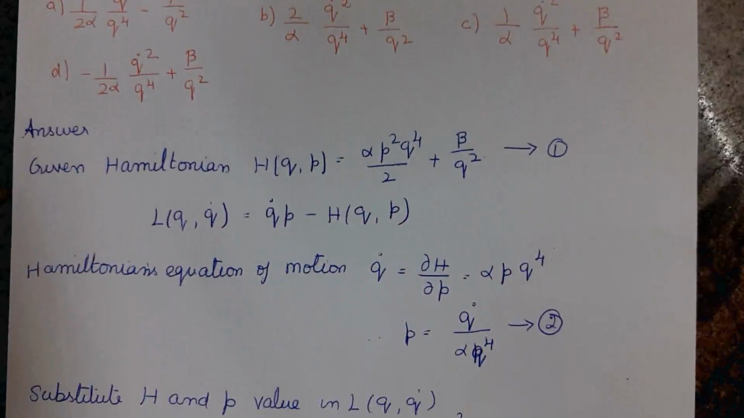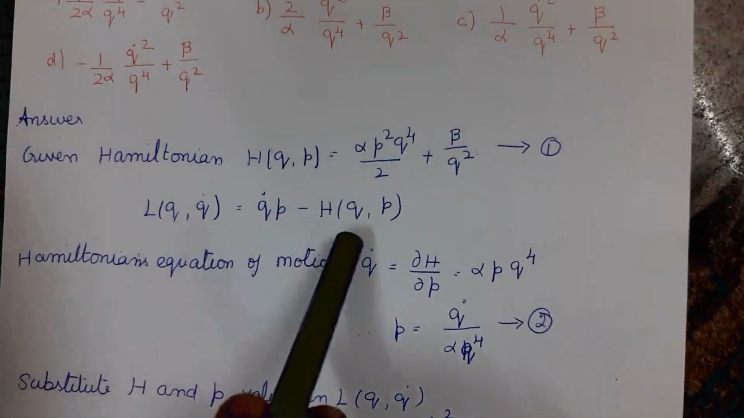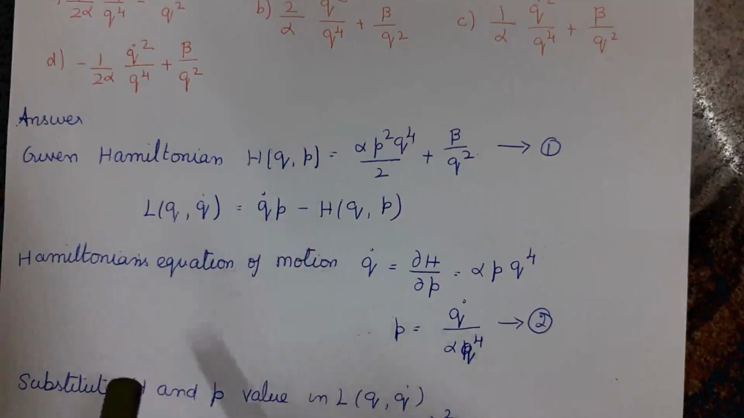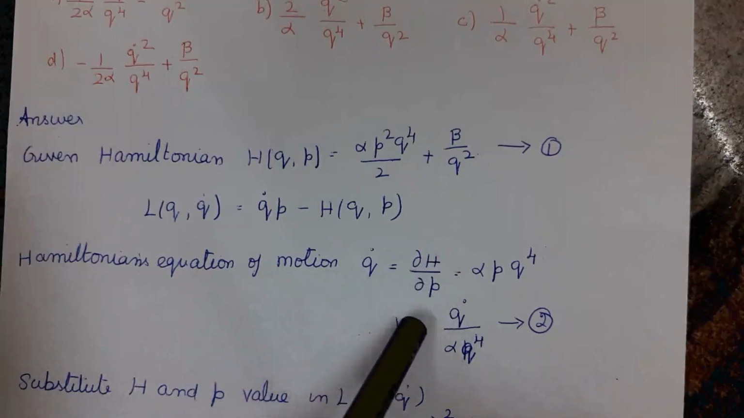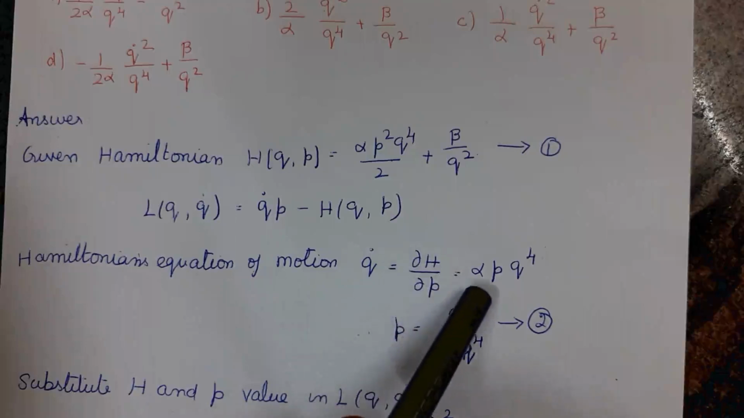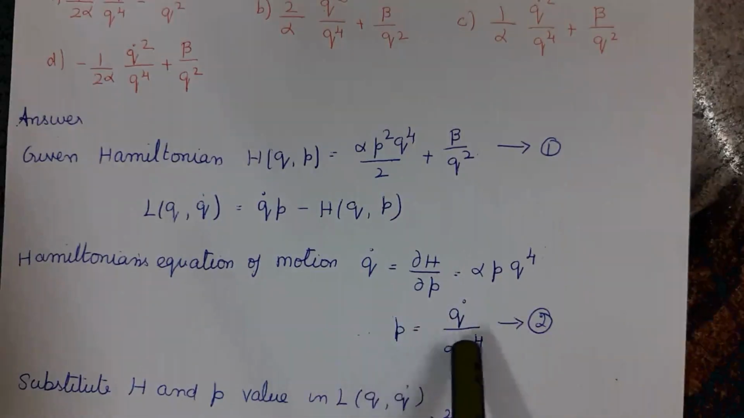First we will write the given Hamiltonian. H is equal to alpha p square q power 4 divided by 2 plus beta divided by q square. We consider this as equation 1. We know that the relation between Lagrangian and Hamiltonian is L is equal to q dot p minus H. So here we have to find the value of p and H and substitute it here. From the Hamiltonian's equation of motion, q dot is equal to dou H divided by dou p. So the first derivative of Hamiltonian with respect to p will be alpha p q power 4. By rearranging the term, we can write p is equal to q dot divided by alpha q power 4.